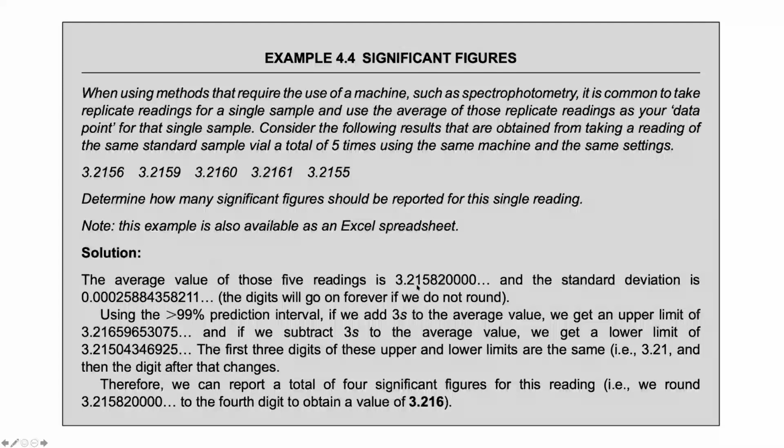We can report 3.21 plus 1 additional digit. That additional digit would be 5. However, since we have 8 following that, we would round that up to 6. Therefore, the appropriate way to report significant figures for this machine would be to report this as 3.216.